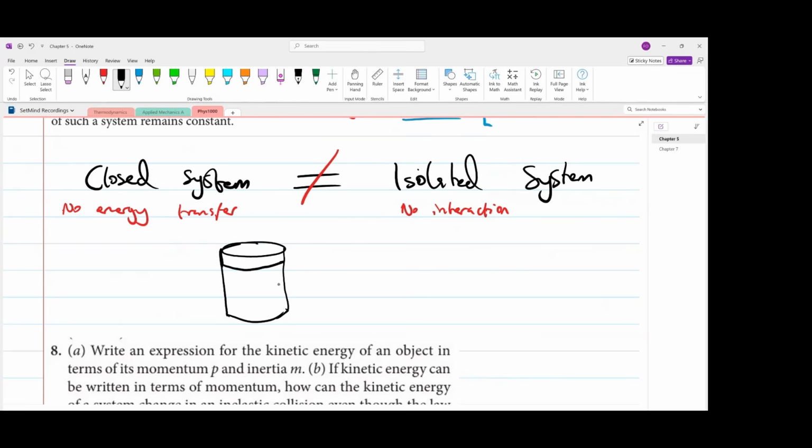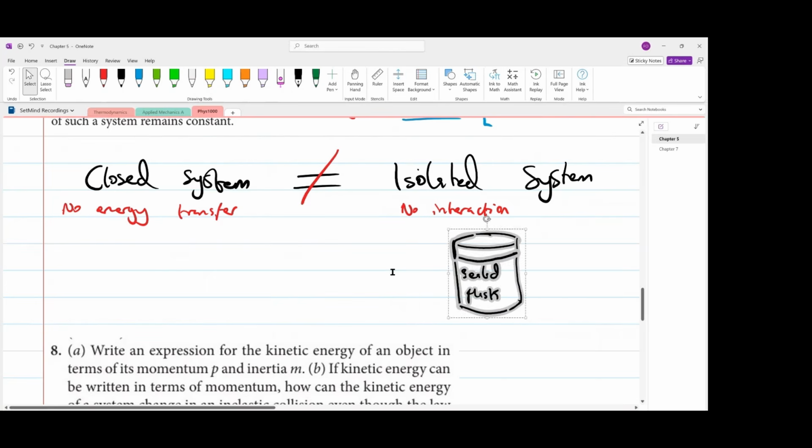So a closed coffee flask, well, let's not use the word closed. A sealed flask, so you don't confuse it with a closed system. A sealed flask is an isolated system, right? Because no interaction can occur. I hope that makes some sense, because it is sealed.